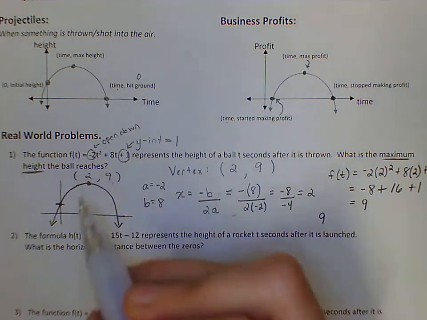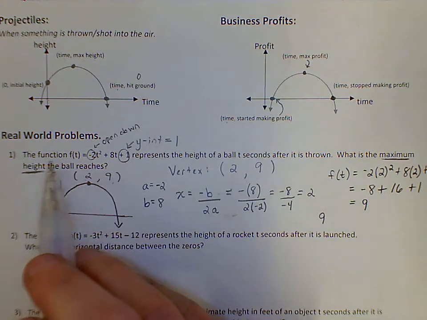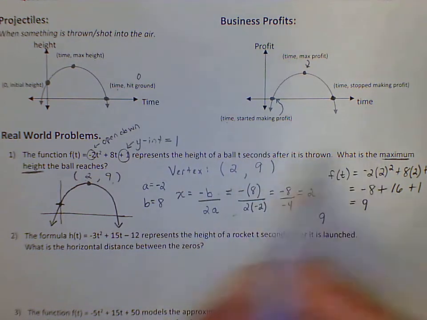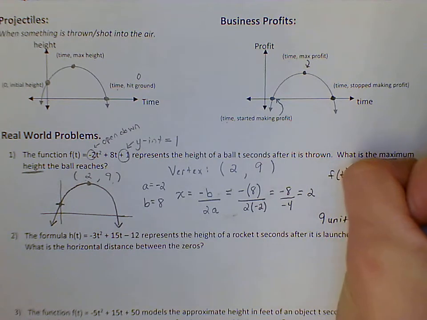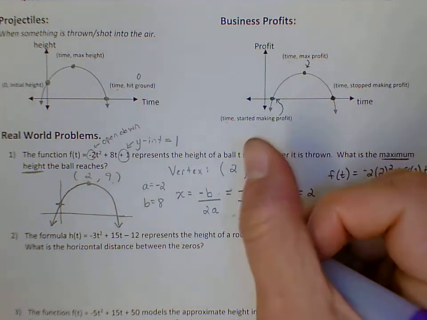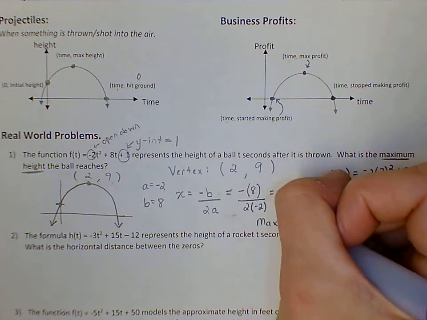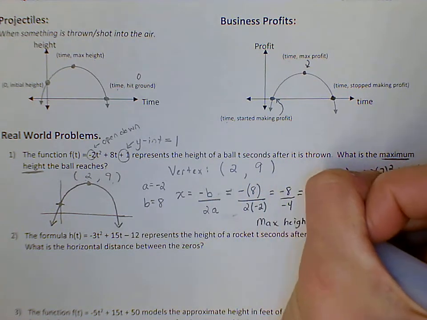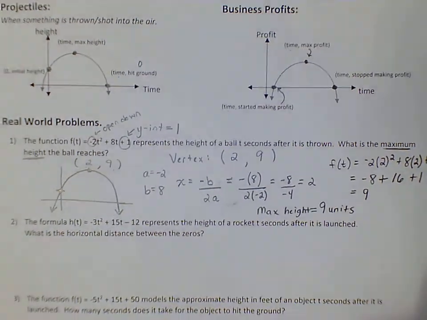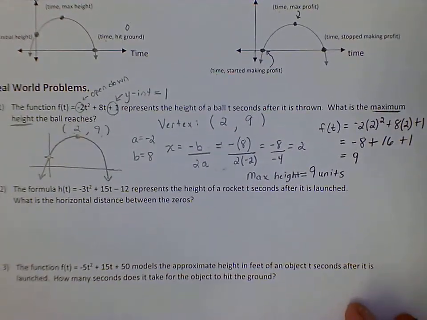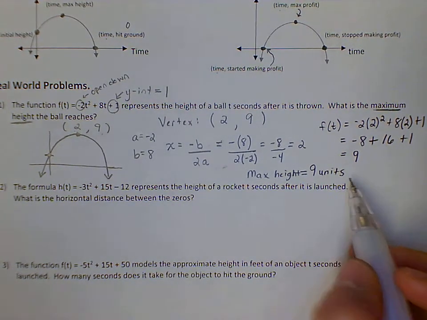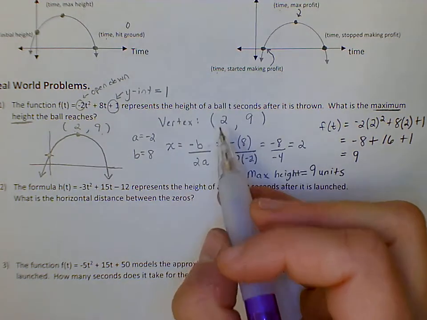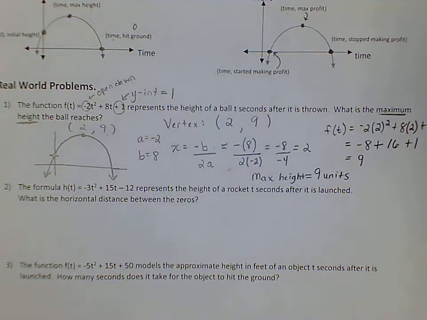And then let's see if they give us units for that. It says it represents the height of the ball. It doesn't really give us units, so we will just put the general word for units. So the maximum height that the ball reaches would end up being 9, and if it was like feet, you'd say it reached 9 feet high, or if it was, I don't know what other types of units it could be, but it's 9 units, okay? And then if they asked you what time did it reach that, you would say after 2 seconds, okay?